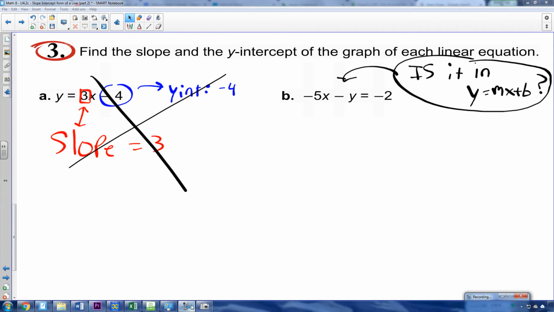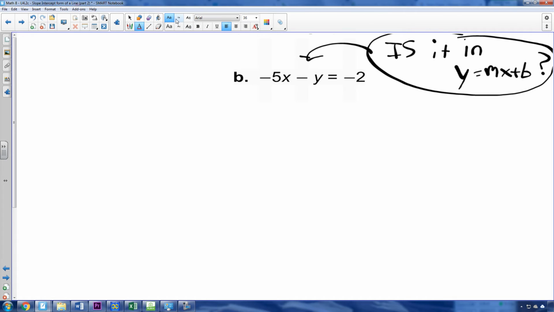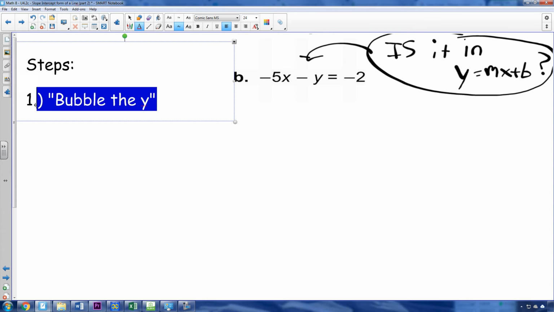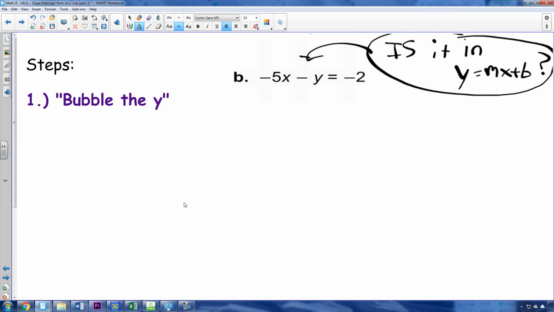All right, so to put things in y equals mx plus b, we need to get y alone. So here are going to be your steps. I want you to find a place to put these steps somewhere so that you can have them, because they're going to be pretty important. Step 1: I like to bubble the y. That's the first thing I like to do. I'm going to put a purple bubble around the y. I'm also going to include the sign that's with the y, not just the y itself. So that's in a bubble, okay?